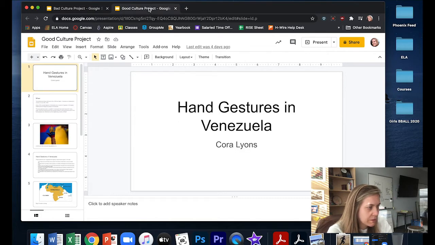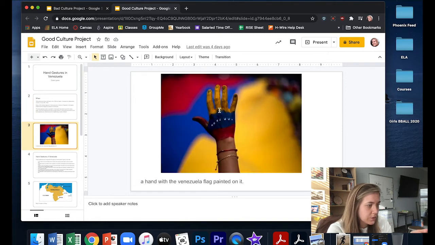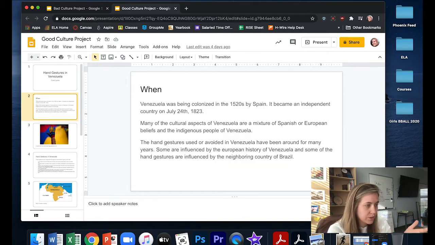So a comparison would be the good example. Instead, you would say, Venezuela was being colonized in the 1520s, and you explain all the different aspects of the background information related to your topic. I have 3 to 5 sentences, which is usually good. So this one, the ending sentence says, the hand gestures used or avoided in Venezuela have been around for many years. Some are influenced by the European history of Venezuela, and some of the hand gestures are influenced by the neighboring country of Brazil.